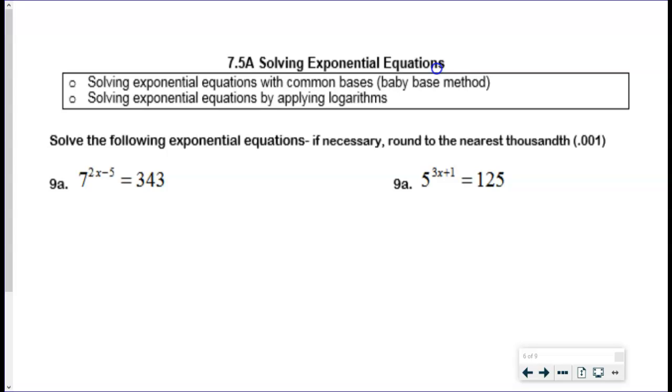This is the new stuff. So we're going to be solving equations, and I'm going to give you some questions where you can solve them using the common bases or the baby bases in some cases. Some you can't. And I like the baby base method. I think it's nice. So I'm going to look for it. If it's there, I'm going to use it.